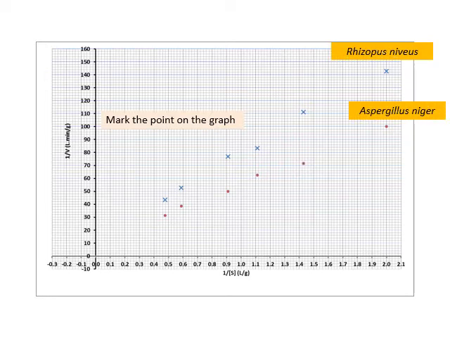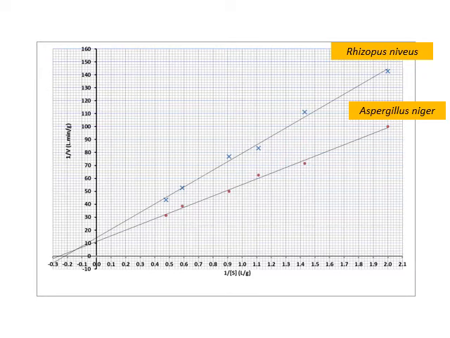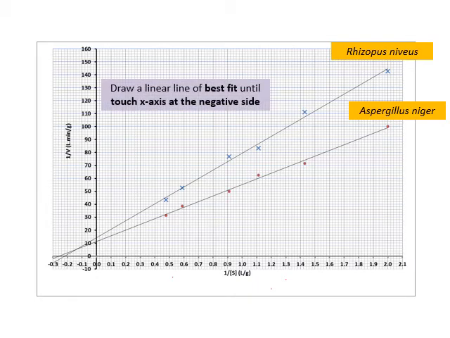So this one is enzyme glucoamylase from Rhizopus and Aspergillus. The circle is Aspergillus niger, the cross is from Rhizopus. Okay, so you get the best fit. So when you get the best fit, you extend the line until you get the negative side touching the x-axis.